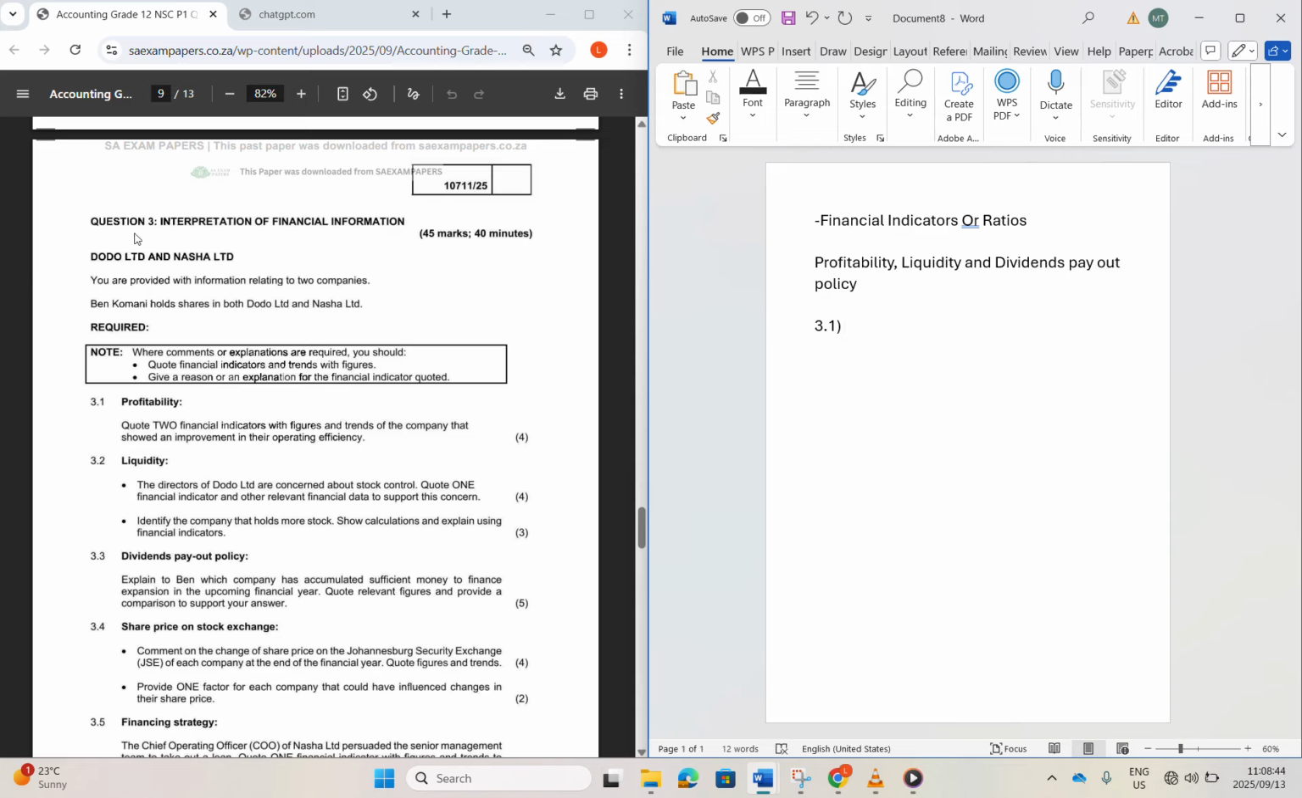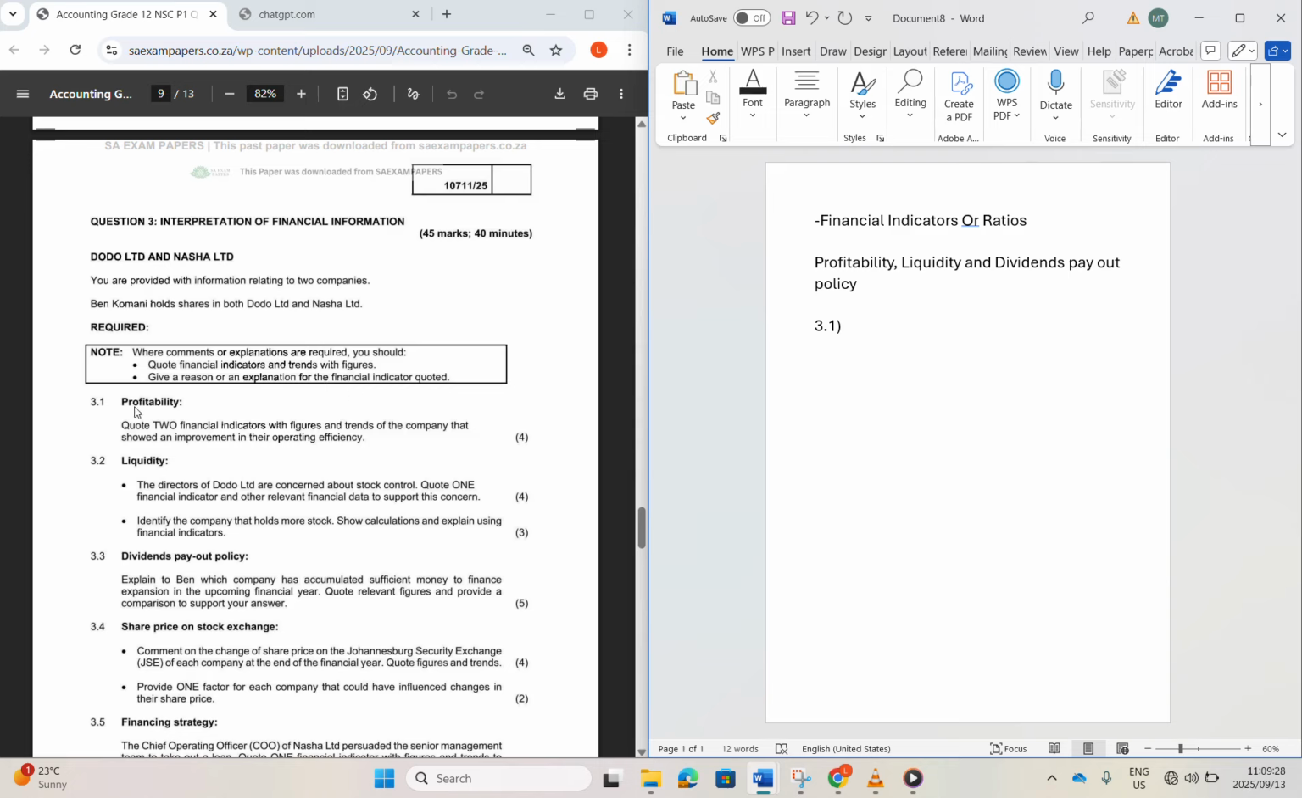So here we're just doing a past paper. We have Dodo Ltd and Nasha Ltd. You are provided with the information relating to two companies. Ben Komani holds shares in both the companies. So required, where they say you must read the required to ensure that you answer the question. Where comments or explanations are required, you should quote financial indicators and trends with figures, meaning you mention the ratio and you support with figures. Give a reason or an explanation for the financial indicator quoted.